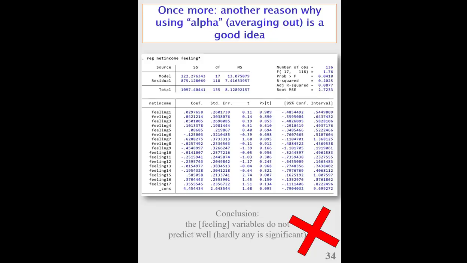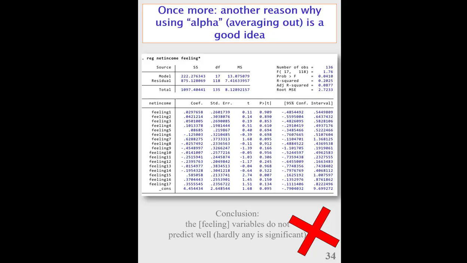This has again to do with the fact, well, all these coefficients and these statistical significances measure the net effect of these separate variables. So what is the net effect of feeling 1? Yeah, could be pretty decent, but not if we have feeling 2 through feeling 17 included. Then the extra bit that you get from feeling 1 is not so much, and not significantly different from 0.